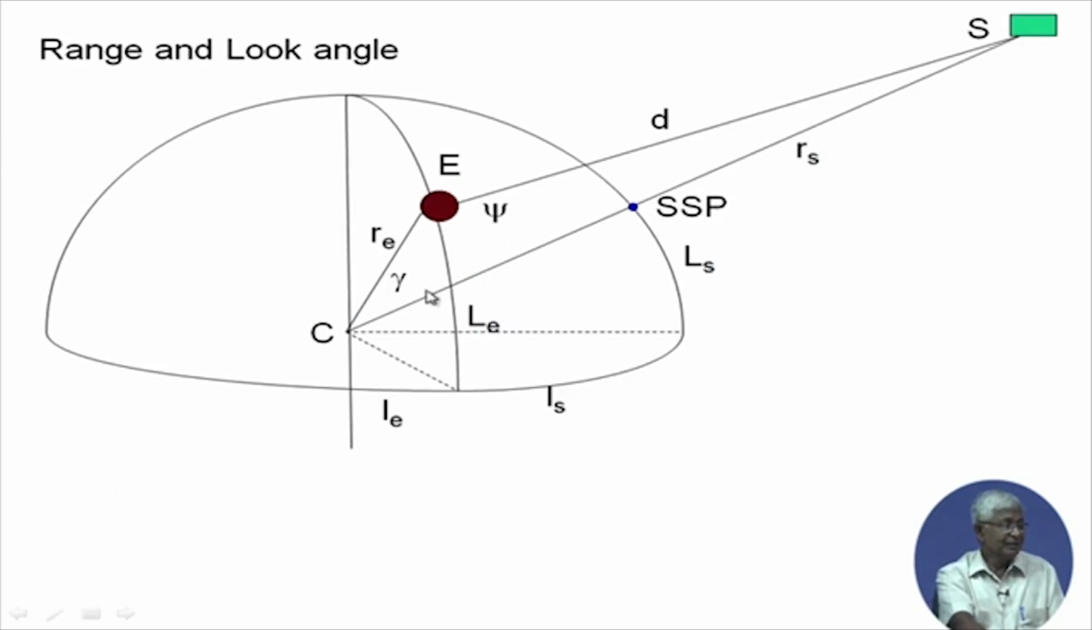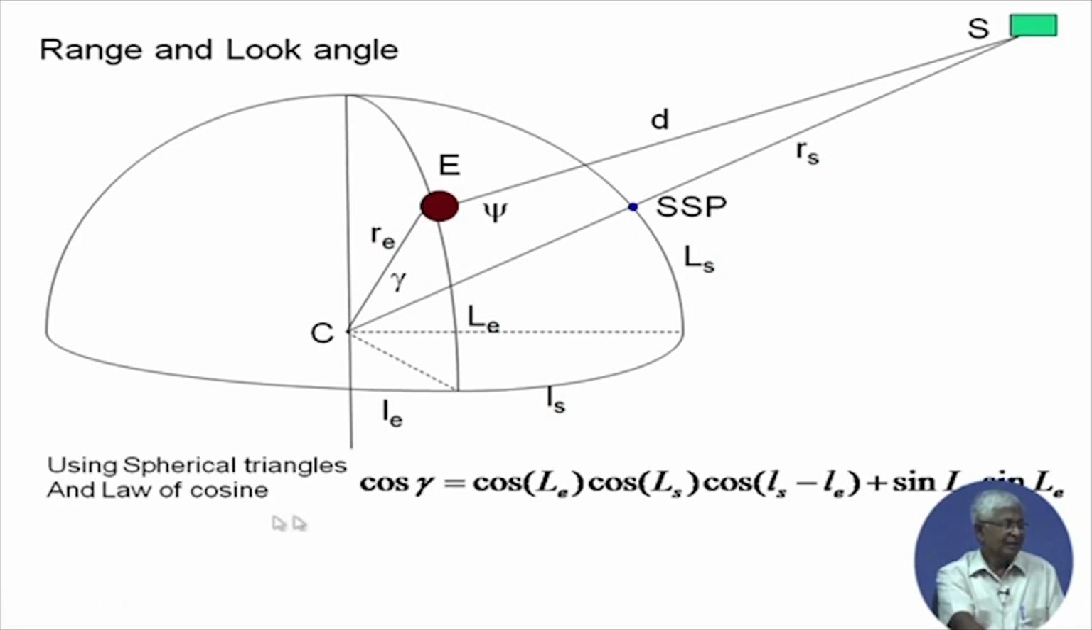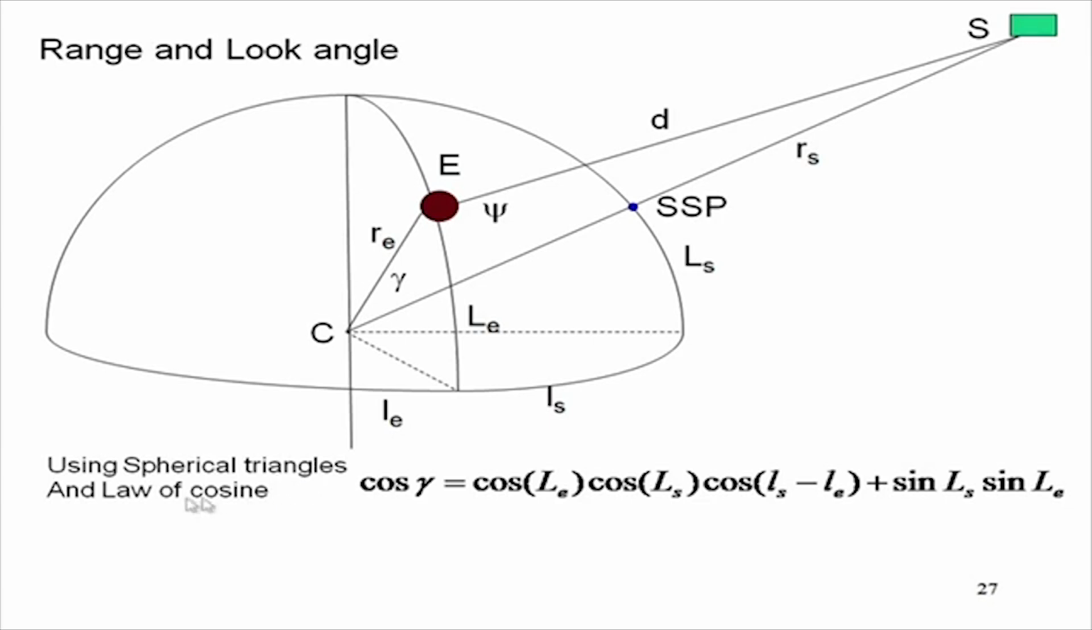Now, again in terms of latitude and longitude, using the same triangle, spherical triangle and law of cosine, straightway I am giving the expression. The derivations are available in the books. It will take time if we go on explaining the derivation. You can remember cos of gamma in terms of latitude and longitude of earth station and satellite. The subscripts indicate: E is earth station, S is satellite; capital L for latitude, small l for longitude.